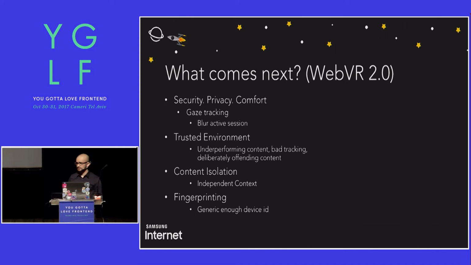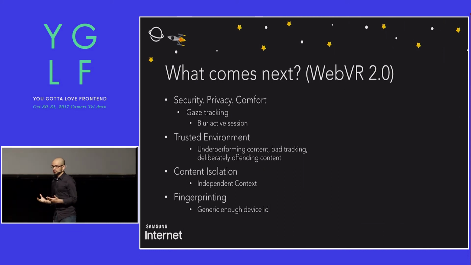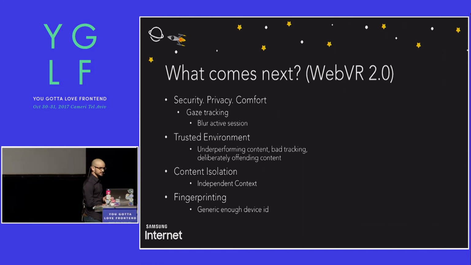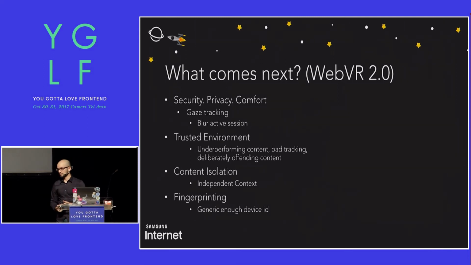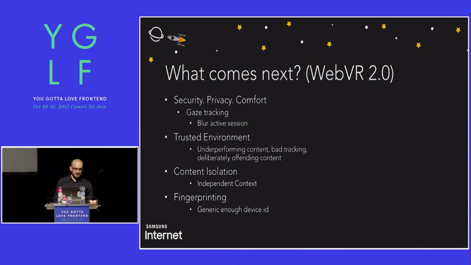Having a trusted environment. If we have underperforming content that's just lagging in the browser, or generally bad tracking, or experiences that are unpurposely trying to scare you or make you feel uncomfortable, how can we get back to this trusted environment and make sure that the user is always feeling comfortable and safe? Of course, content isolation, so having a different, independent content context for drawing, a different request animation frame that is going to be running in the headset, a different canvas, etc.